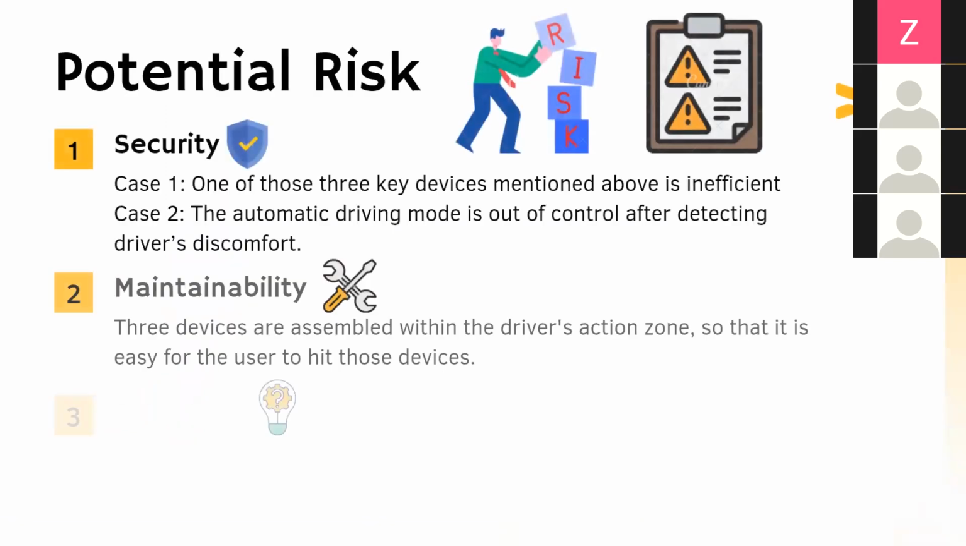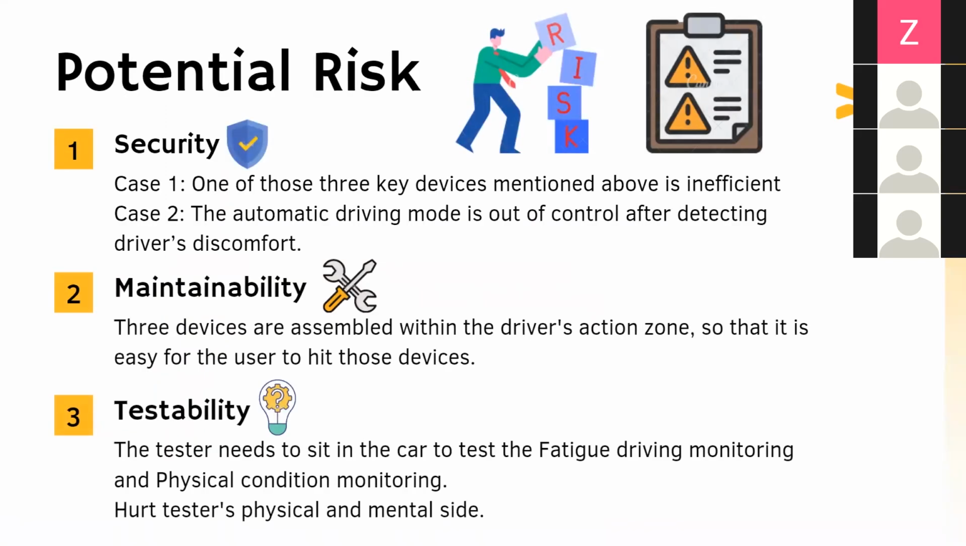The potential risk could be divided into the following three aspects. For security, in case 1, when one of those three key devices mentioned above is inefficient, the Apollo system will not detect the driver's discomfort. Thus, the driving mode will not be switched to automatic driving mode, which could not ensure the driver's safety. In case 2, if the automatic driving mode is out of control after detecting the driver's discomfort, the safety of the driver still could not be ensured.